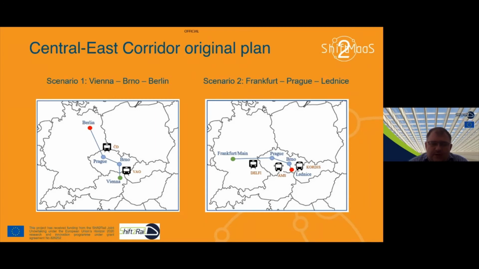So before we start summarizing the outcomes from the pilots, I would like to introduce the original plan. At the beginning of the project, we defined two scenarios. The first one was a student traveling from Vienna through Brno to Berlin. In Brno, she should meet with a friend and they plan to continue together. The second scenario was a family traveling from Frankfurt with a stopover in Prague and then continuing the next day through Brno to Lednice. However, the pandemic restrictions prevented us from traveling cross-border. That's why we decided to change the scenarios and the plans. So next, please.